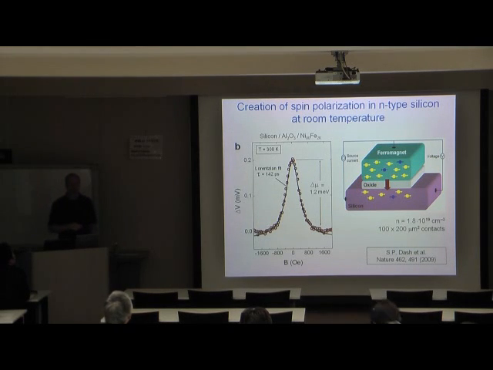So let's show the first room temperature data on spin polarization in silicon. So here's the data. This is the voltage signal as a function of the external magnetic field perpendicular to the injected spins, and you indeed see this nice Lorentzian type of line shape that we were expecting. So at zero magnetic field we have a static spin polarization, there's no precession, but if we increase the magnetic field we see that the spin polarization gradually reduces to zero with the characteristic Lorentzian line shape.